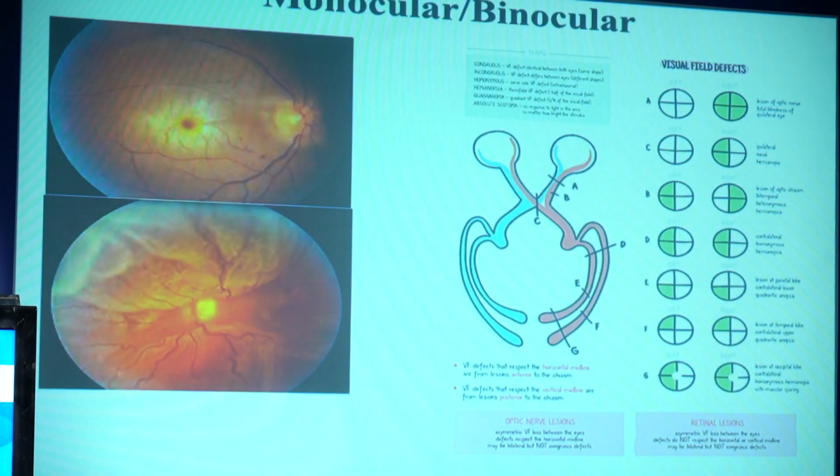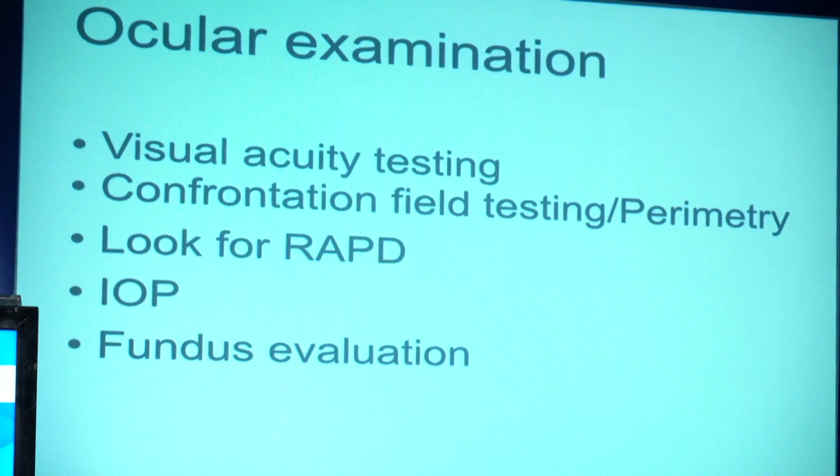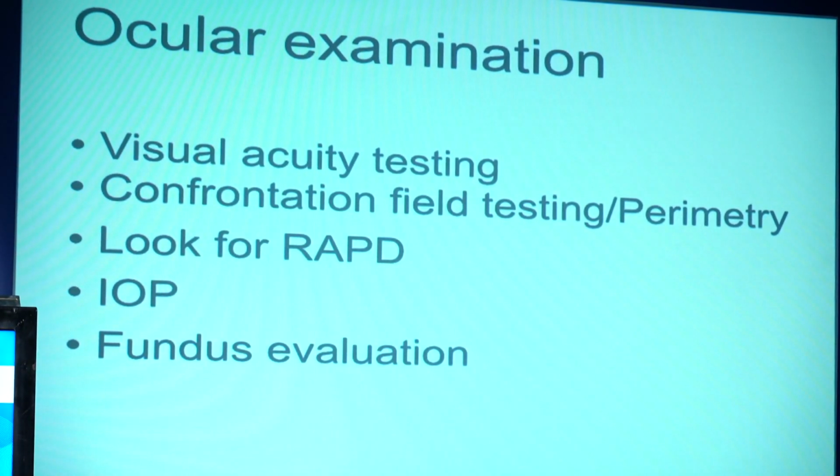Now, binocular or monocular differentiation is essential. Monocular mostly have local causes. Binocular are mostly lesions of the chiasma and above. Now, in ocular examination, visual acuity testing is essential, along with confrontation visual field testing and a perimetry. Most important is to look for RAPD, because presence of RAPD usually points towards optic nerve disease, but there are exceptions. Fundus evaluation, IOP measurement is essential.